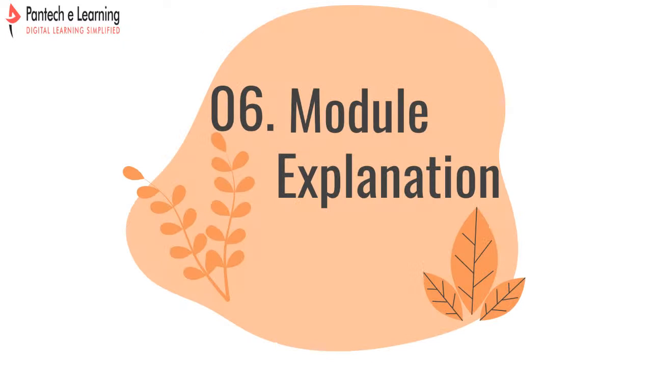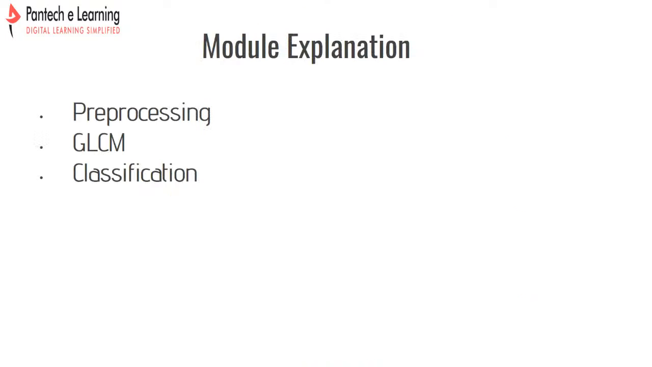Within these modules, we are going to use three modules. Those three modules are known as pre-processing, GLCM, and classification. And there is one more module, known as neural network. Regarding that neural network, we will see it in detail when we start with the algorithm section.